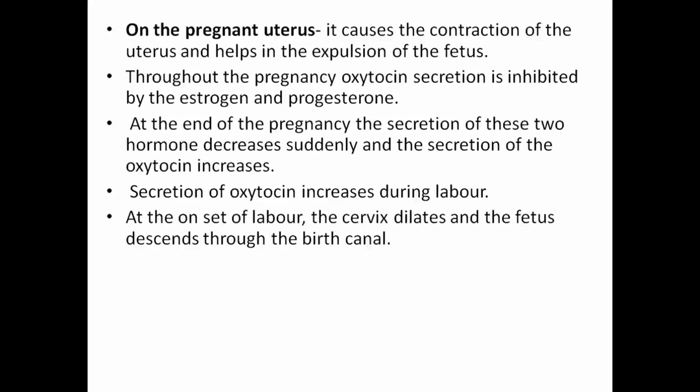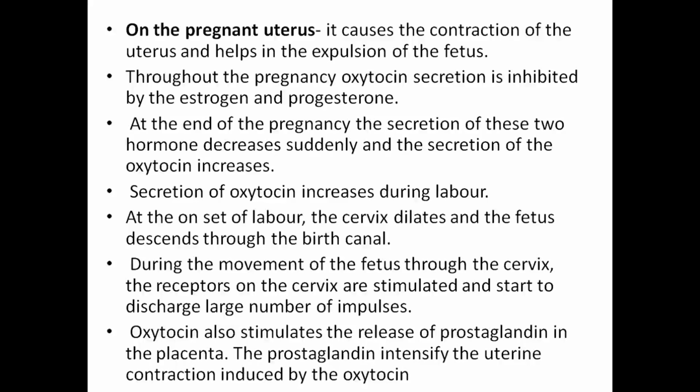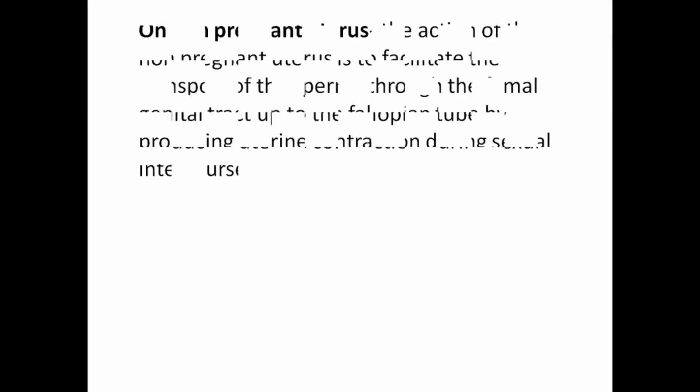At the onset of labor, the cervix dilates and the fetus descends through the birth canal. During the movement of the fetus to the cervix, the receptors on the cervix are stimulated and start to discharge a large number of impulses. Oxytocin also stimulates the release of prostaglandin in the placenta. The prostaglandin intensifies the uterine contraction induced by oxytocin.